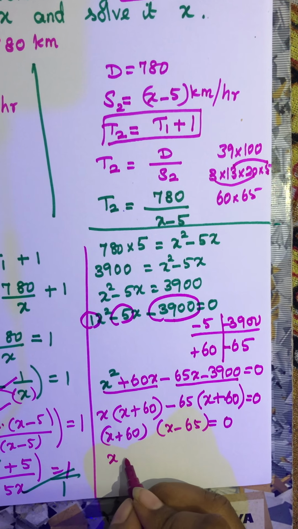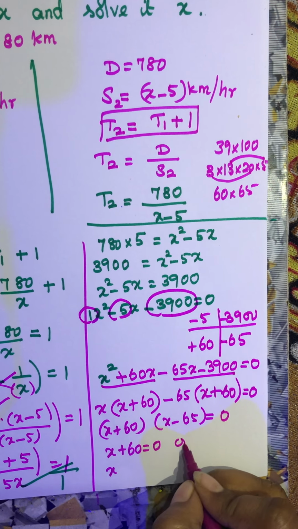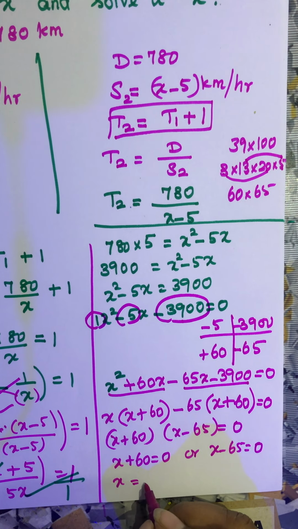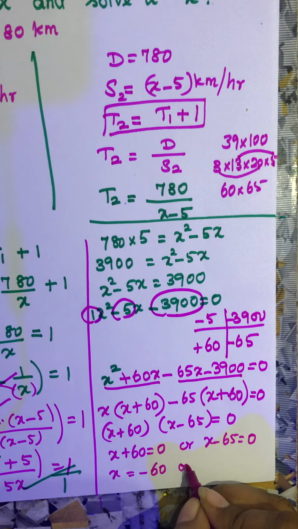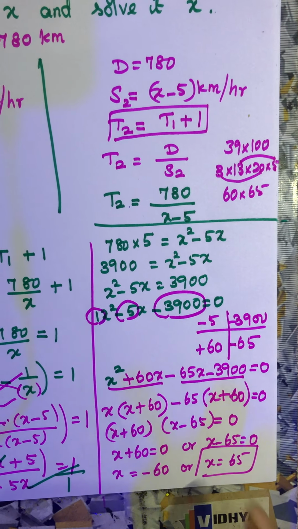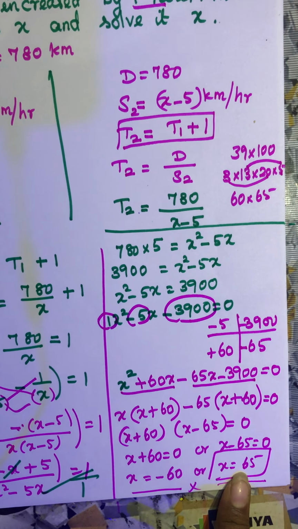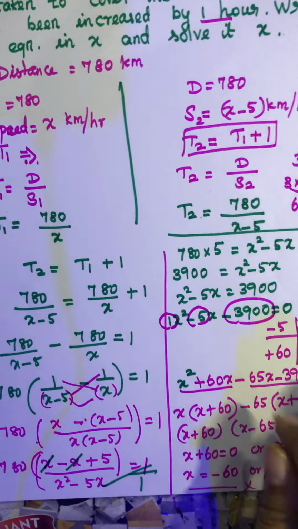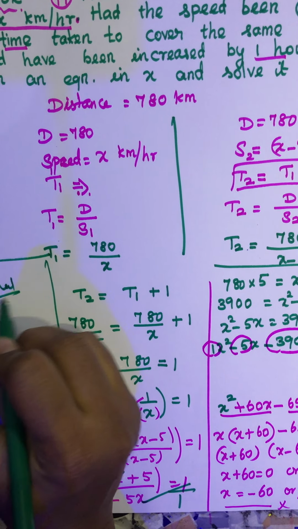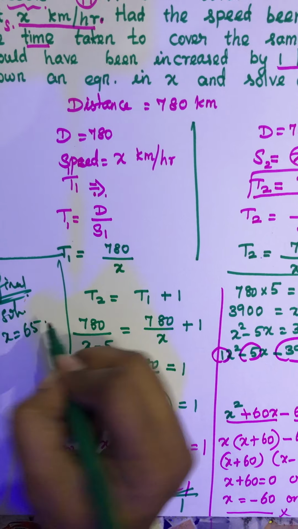See students, x plus 60 is equal to 0 or x minus 65 equal to 0. So x is equal to minus 60 or x is equal to 65. So students, x is speed, so it cannot be a negative number. So our answer is 65. Speed x is 65. So your final solution set is x is equal to 65.